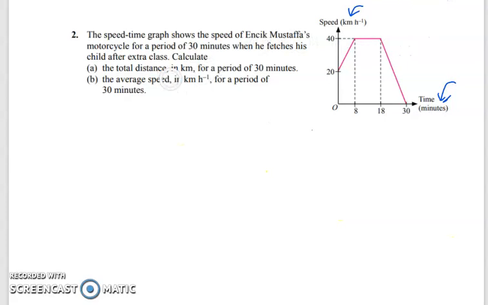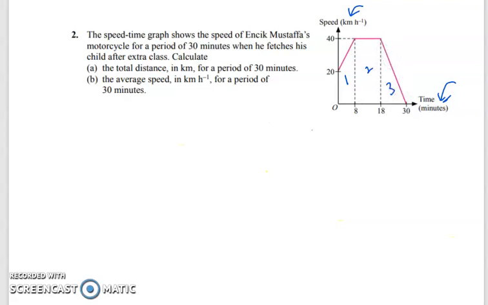Next, to answer the first question, we need to calculate the total distance. So, based on the previous video, you know already that total distance is equal to the area under the graph. Before we can find the area, we need to determine what are the shapes that we have here. So, if you look at this carefully, the area under the graph can be divided in 1, 2, 3 shapes. The first shape is a trapezium, second one is a rectangle, and the third one is a triangle.